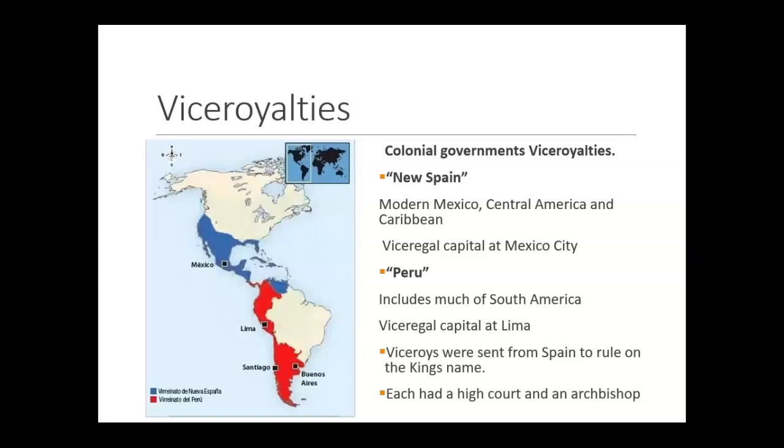The second of the 4 viceroyalties that Spain created to govern its domains in the Americas was the Viceroyalty of Peru. The Viceroyalty of Peru initially included much of South America under Spanish control, except for the coast of what is now Venezuela. The capital of the Viceroyalty of Peru was in Lima.